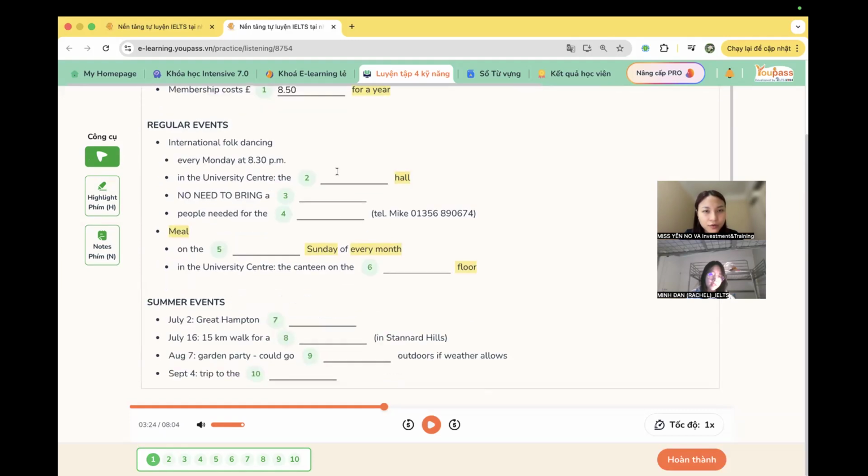And number two is the main hall. Number 3 is a partner. Number 4, I heard something about music or the band. I think it's the band. I think so. Number 5 is on the second Sunday. Number 6 is on the top floor. Top floor.